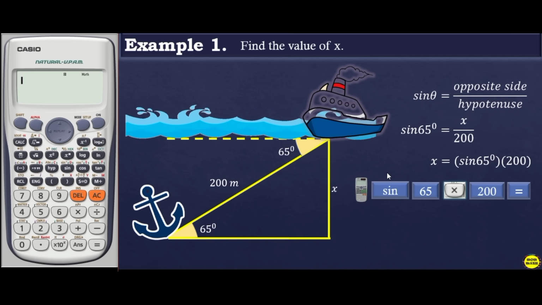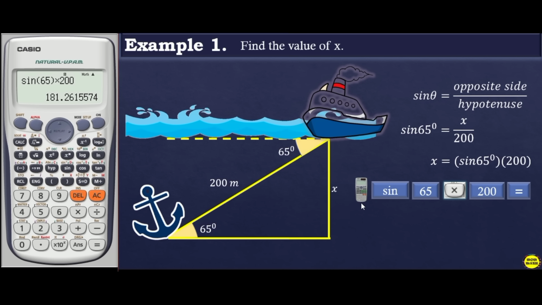Okay, so paano natin gagawin yan? Follow the steps. So, using calculator, click sine. Ito po ang ating sine. And then, 65, close parenthesis, times 200. Okay, and then click equal sign. So, we have 181.26.